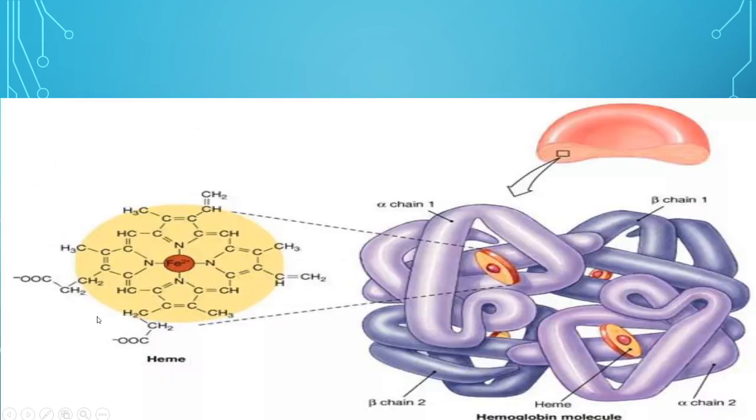Okay, so this is the overall picture. As you have seen before, here this is a heme group, and this is the polypeptide chains. And if you zoom into this heme group, you get this structure, as you saw it before. Okay.